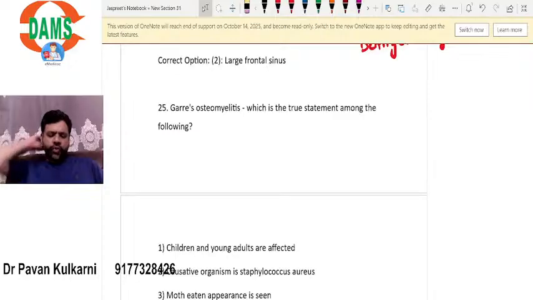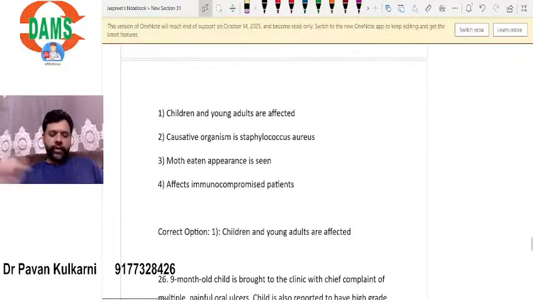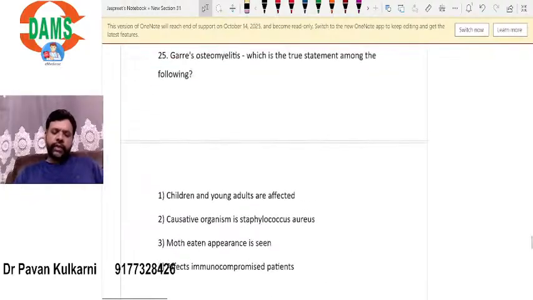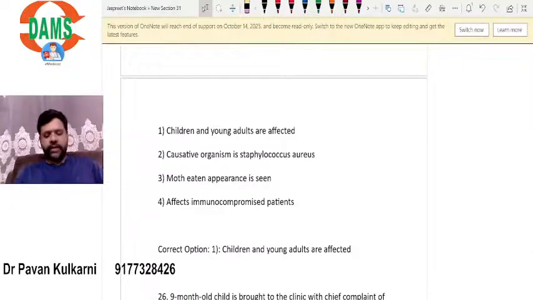the one which is true: it is a type of osteomyelitis that you see in case of a posterior mandible. Specifically, children and young adults are affected. So here the question they are asking is which is the true statement. Yes, that is a true statement here.